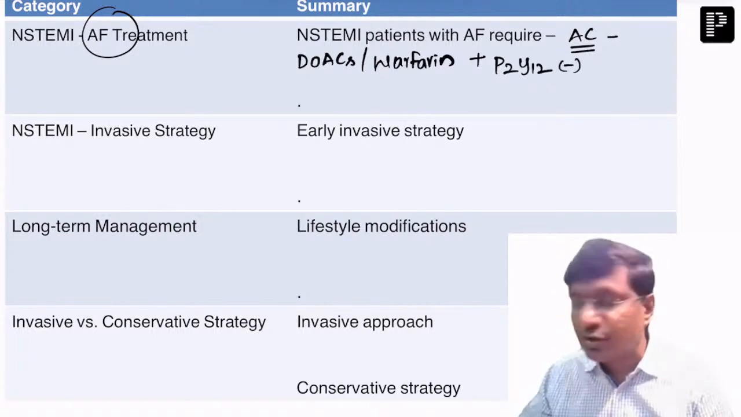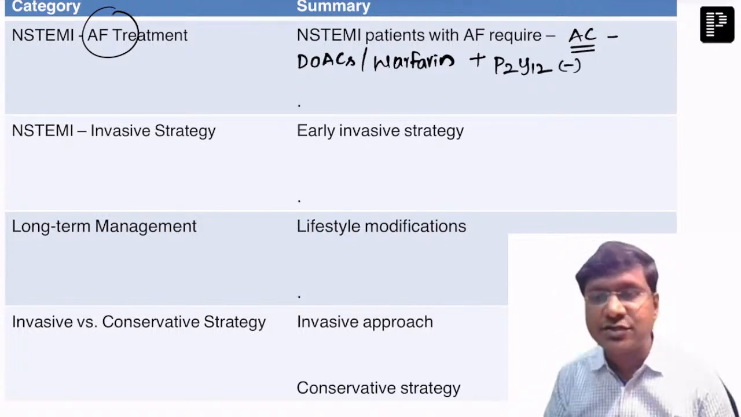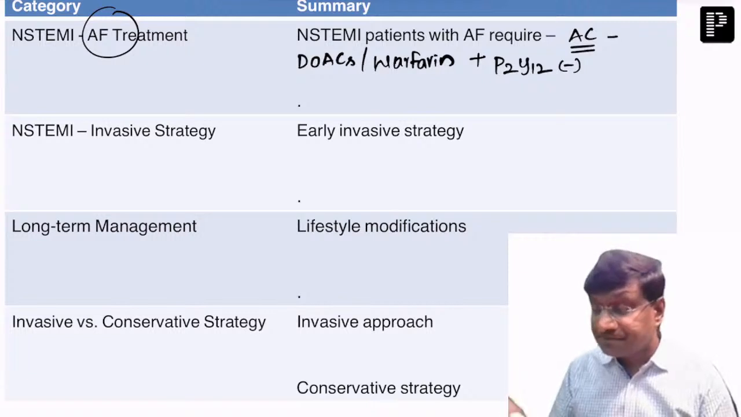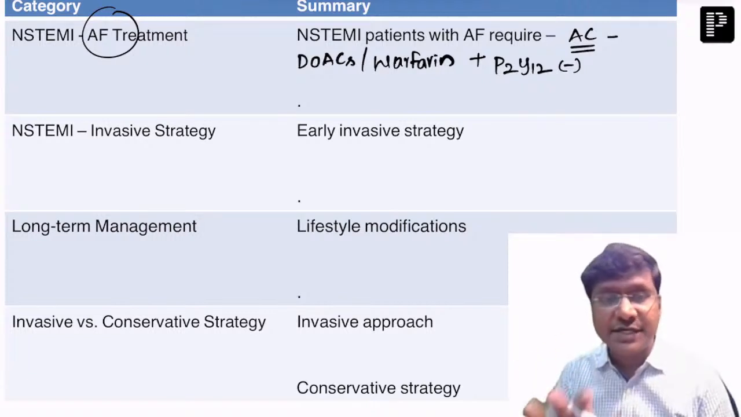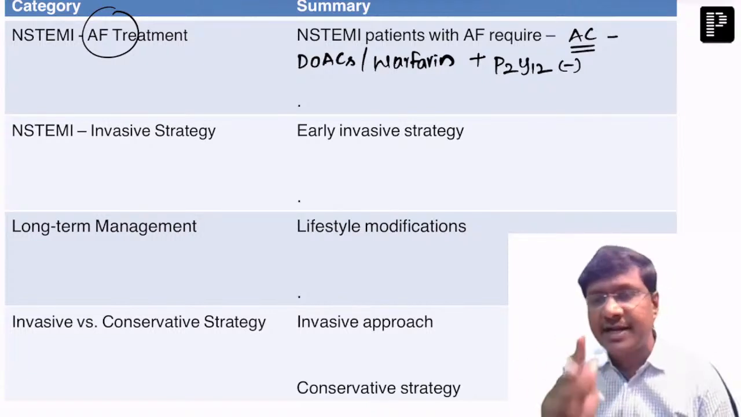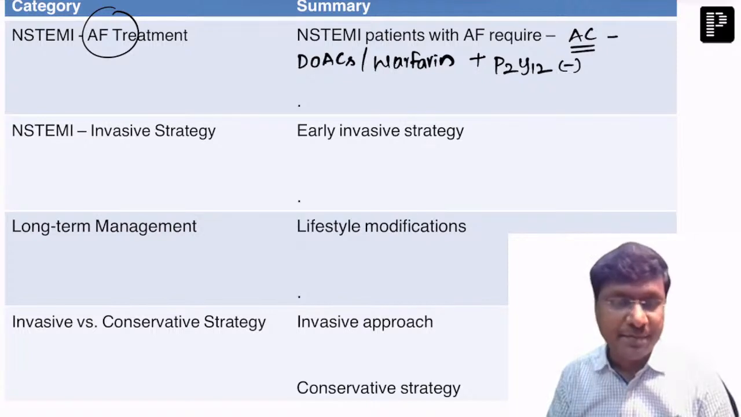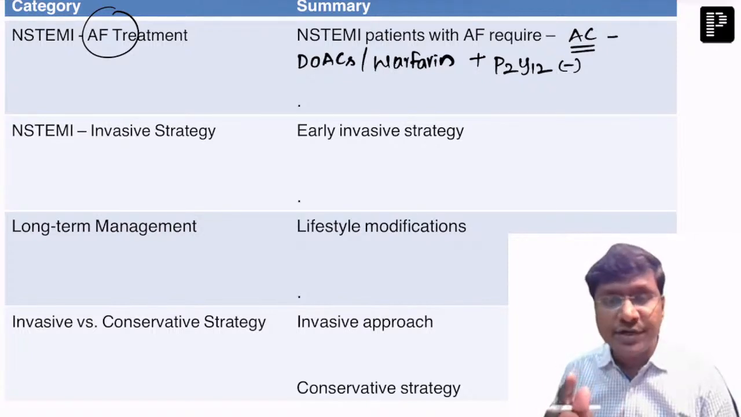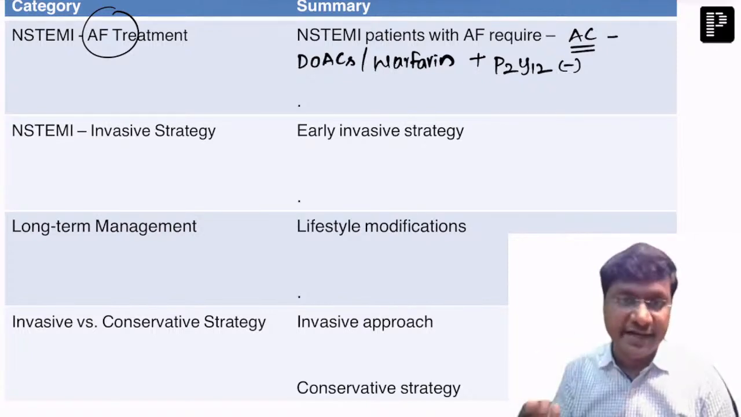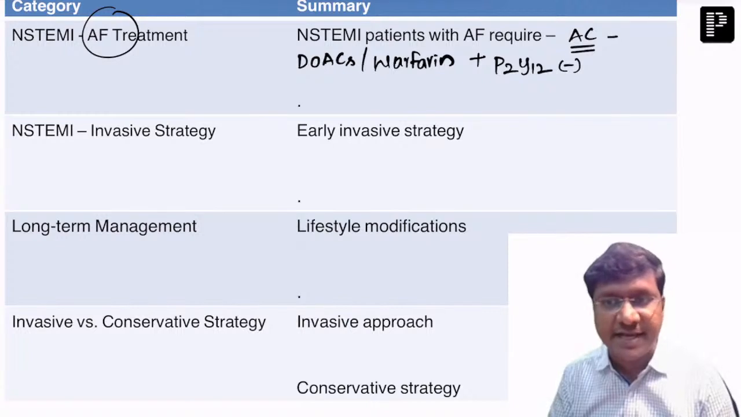And what is that example of the P2Y12 inhibitors? That is clopidogrel. Okay. Now, these are the two things that you need to add, the anticoagulation as well as the clopidogrel, P2Y12 inhibitor. And we also require the triple therapy in high-risk patients. I'll tell you about the triple therapy as well.